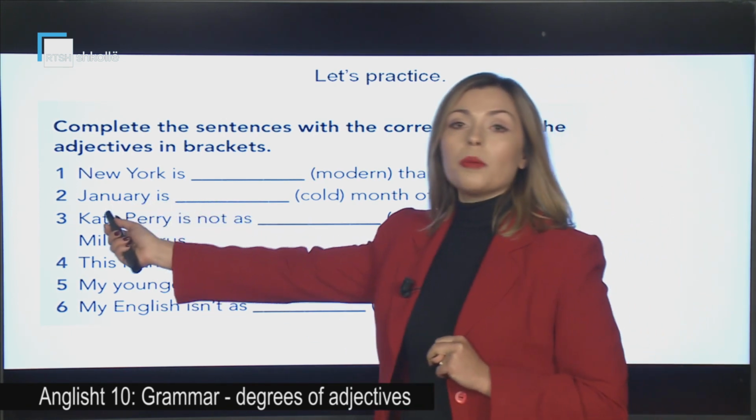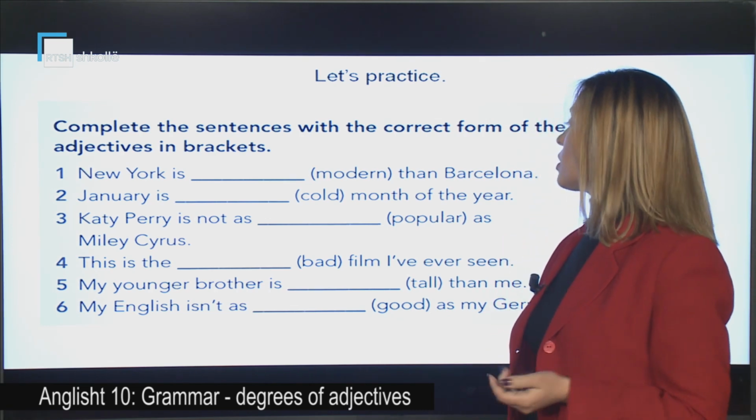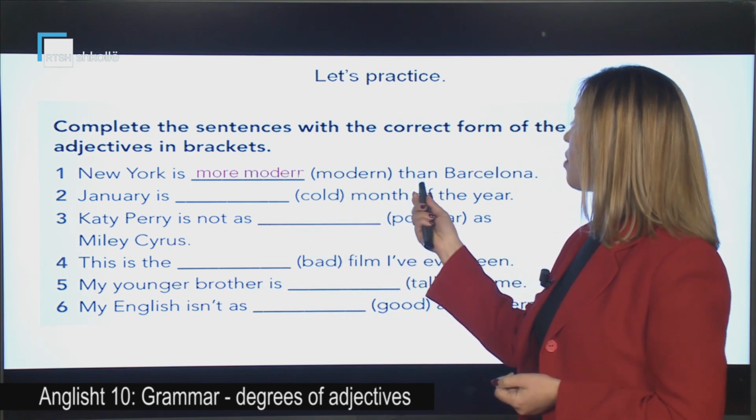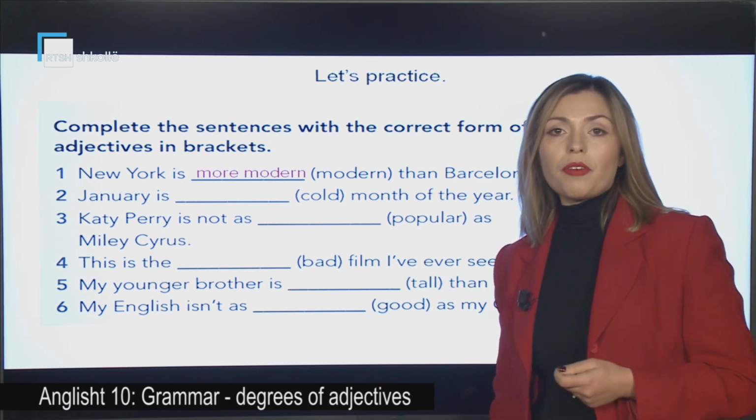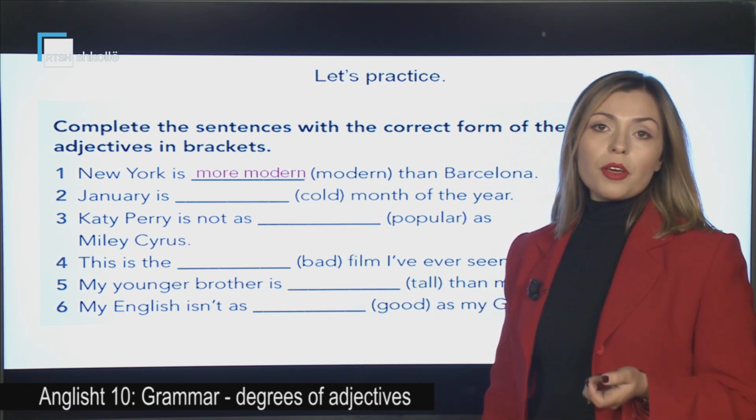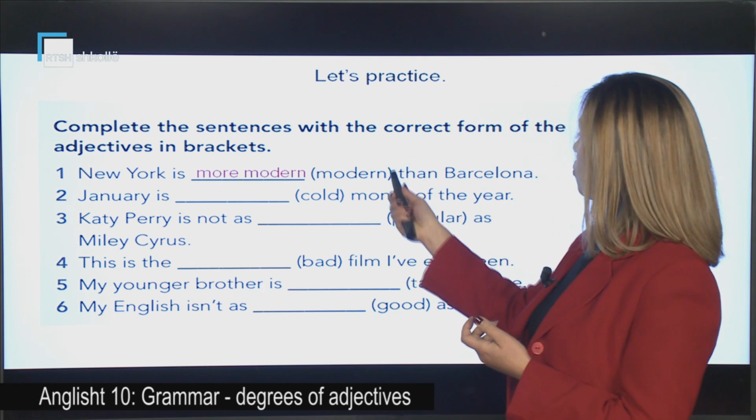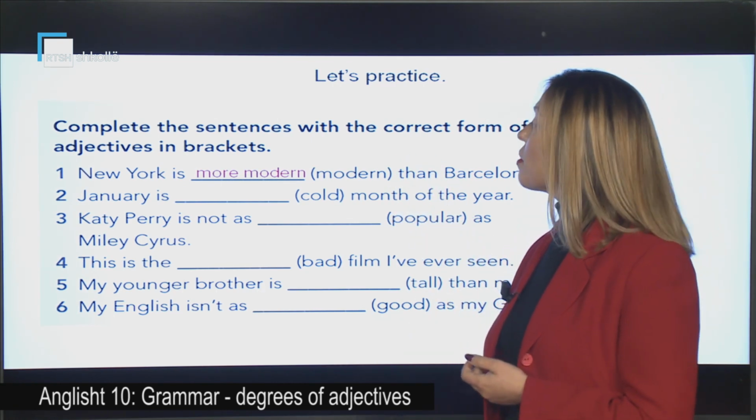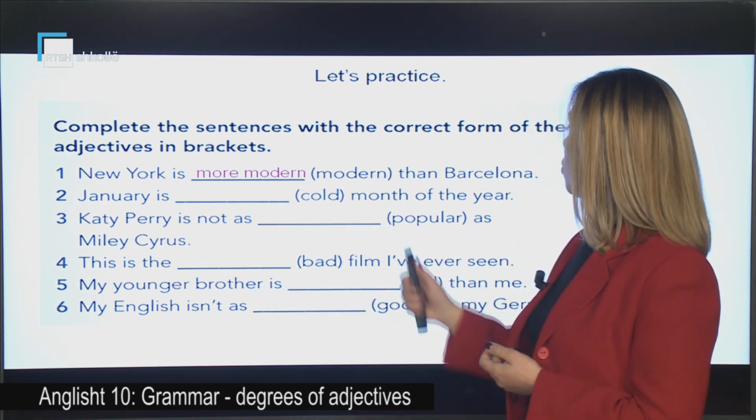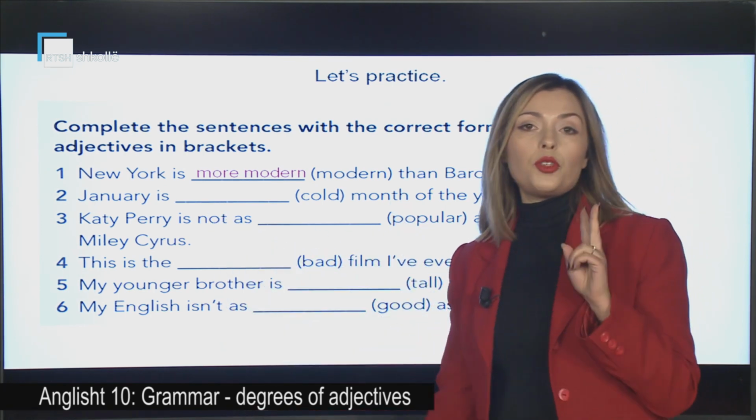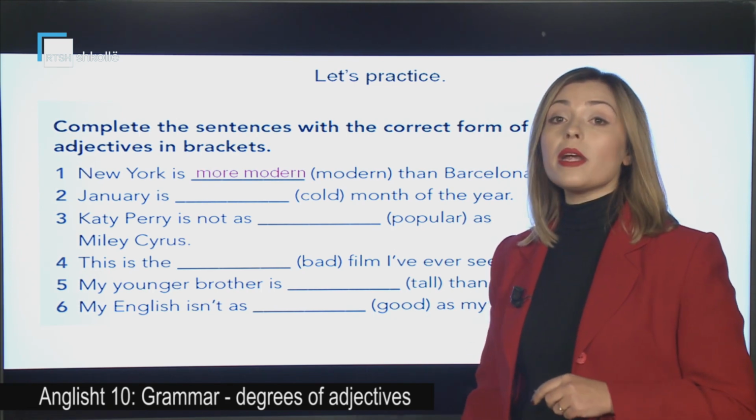We have New York, comparing, and Barcelona. So, New York is, for example, more modern than. In every sentence, we might have those small words that help us to define whether we're going to use the comparative form or the superlative. So we said if we have two, and of course the word than helps us, we're going to compare them. We're going to use the comparative form. Now we've got January is, the adjective is cold, of the year. So we don't have two. We compare January with all the months. So we need the superlative form.